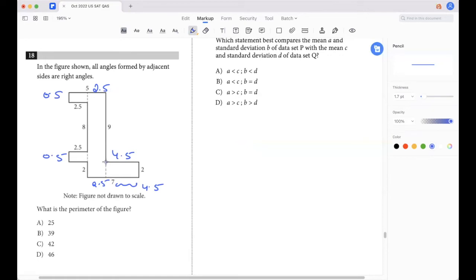14 plus 4.5, 18.5, 20.5, 27.5, and 29.5, and then 30, and then 35, 43, 43, and 3, 46, right? So it's D.